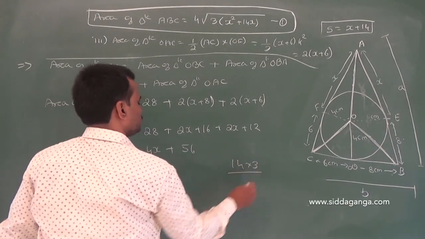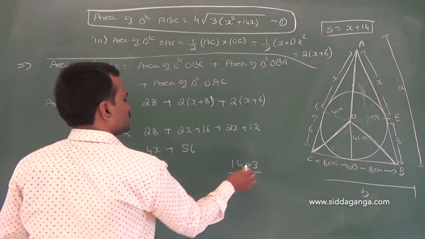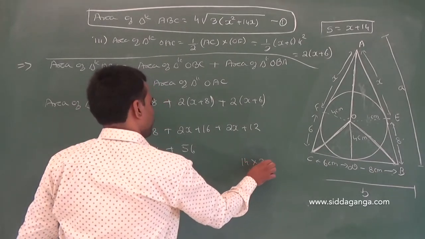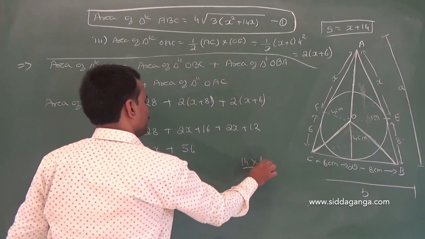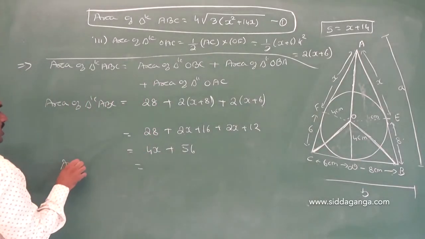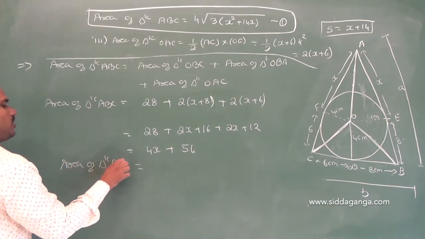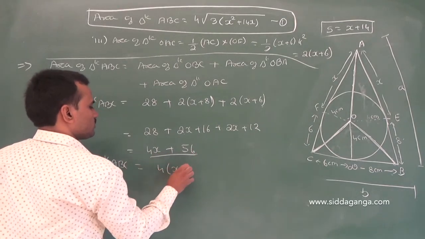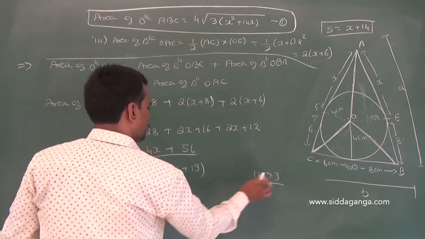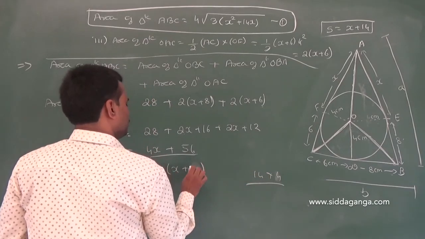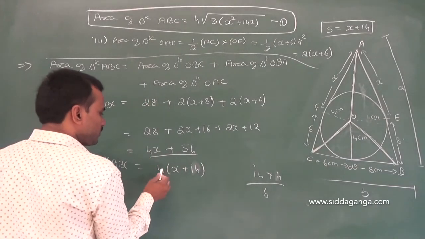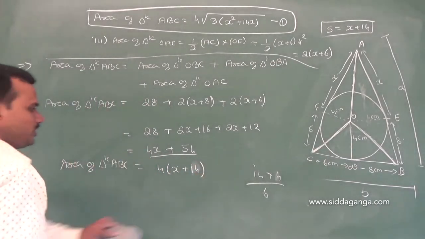14 threes are 56, 14 fours are 56, 4 fours are 16, 1... okay, then this implies area of triangle ABC. So we take 4 common, x plus 14. Observe here, sorry, 14 fours are 56, 4 fours are 16, 156. If you take 4 common, 4 into x plus 14.